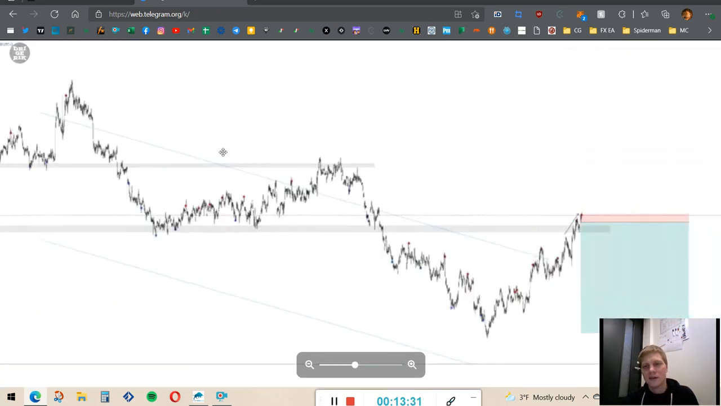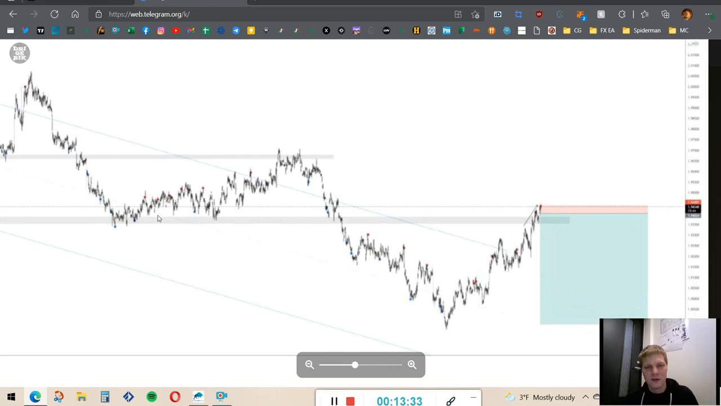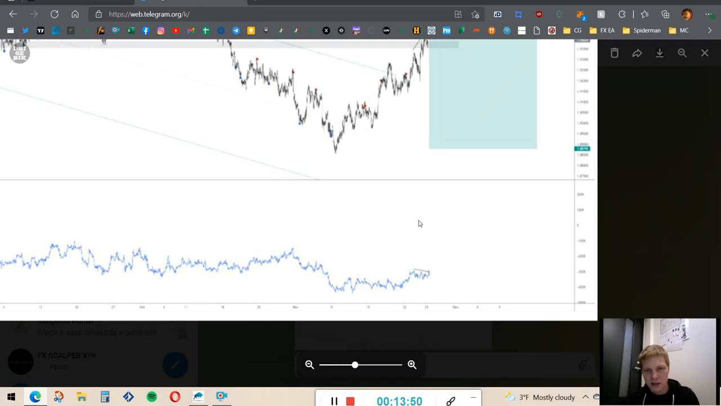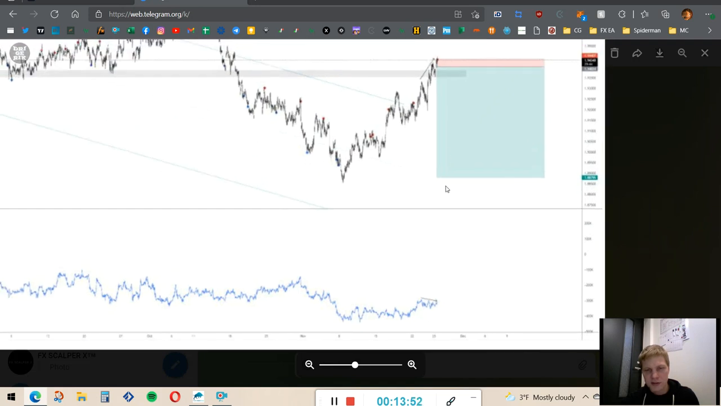GBPNZD. So there was kind of a resistance. There was a channel. I don't know why, there was a channel here. I don't know, it got messed up somehow. There was a small W and there was a divergence.